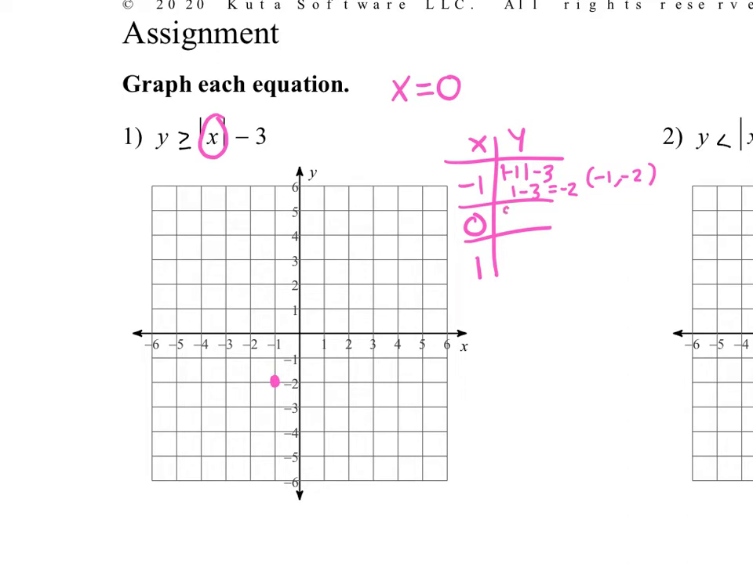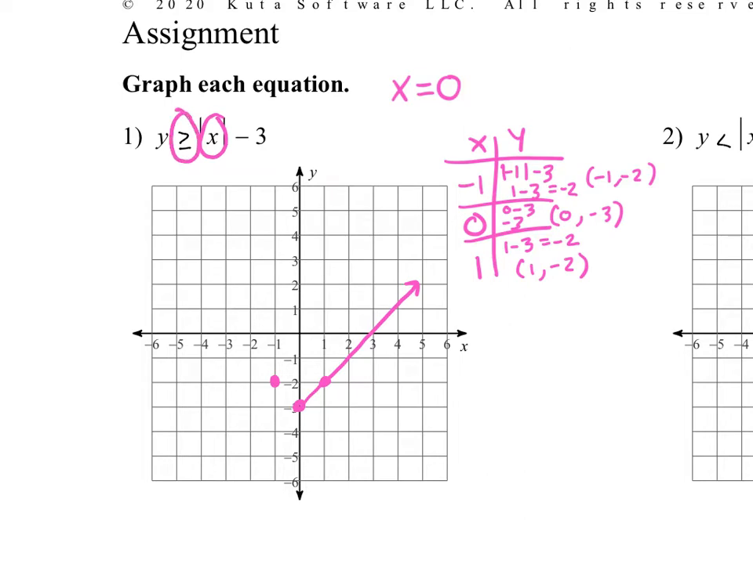Now we plug in 0, so this is just 0 minus 3, which is -3. So our point here is 0, -3. So we stay on 0, go down 3. And then when we plug in 1, we have 1 minus 3, which is just -2. So our point here is 1, -2. So we go to the right 1 and down 2. We can draw our V.